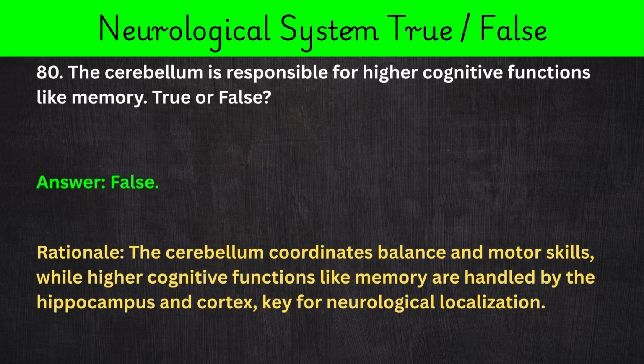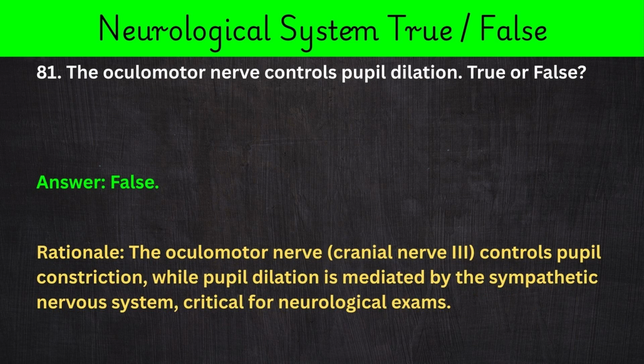Rationale: The cerebellum coordinates balance and motor skills, while higher cognitive functions like memory are handled by the hippocampus and cortex, key for neurological localization. 81. The oculomotor nerve controls pupil dilation. True or false? Answer: false.